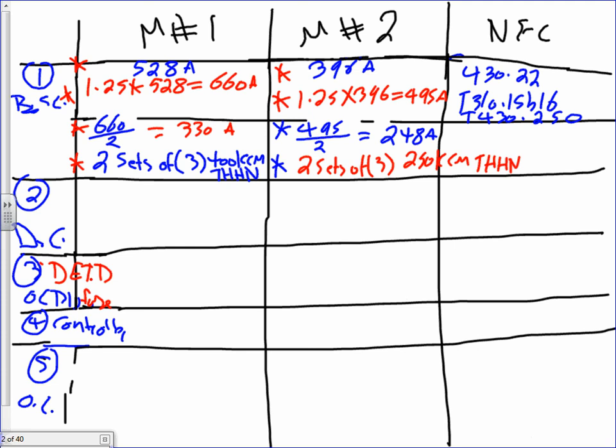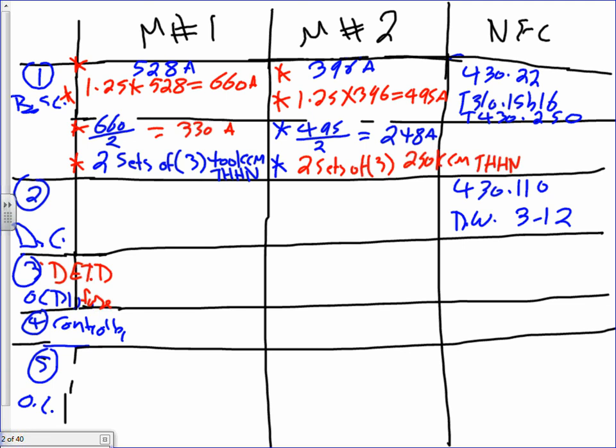Okay, any questions about the branch circuits? Okay, let's do the second thing. The second thing is a disconnect. For the disconnect, Jeff, we're going to use the following references: 430.110 and DeWalt 3-12. 430.110 and DeWalt 312. That's my reference.